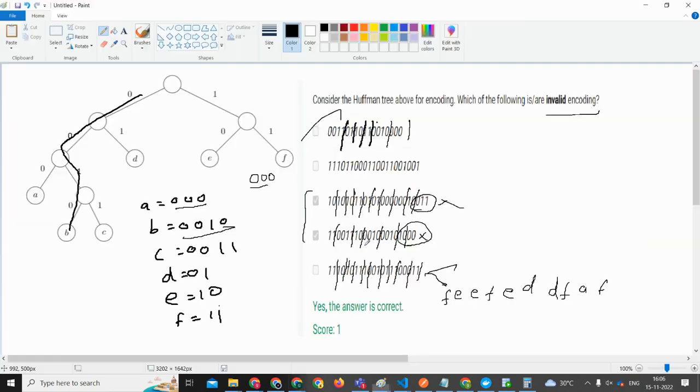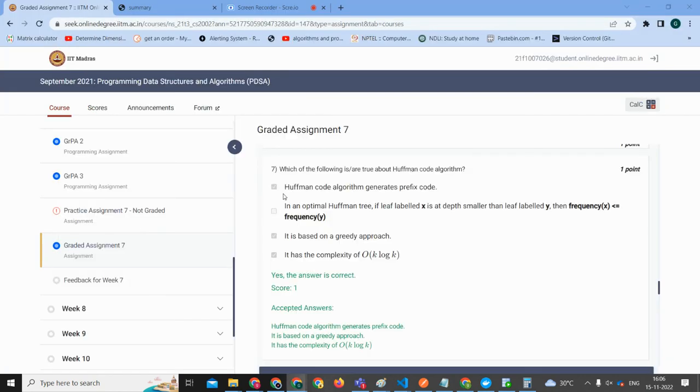The complexity is k log k. You need to look into the code for that, but yes, it's going to be k log k.